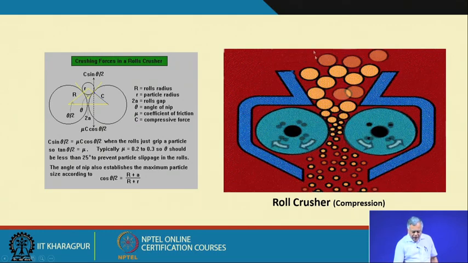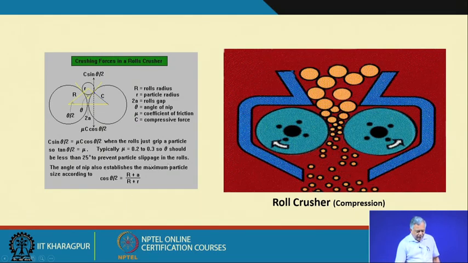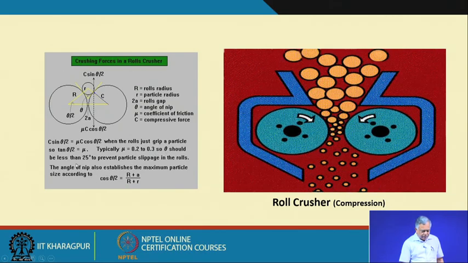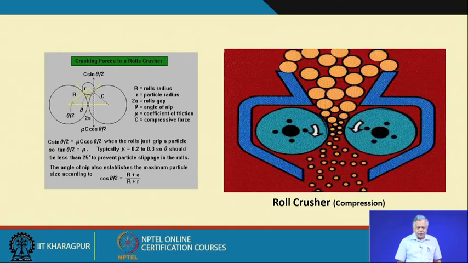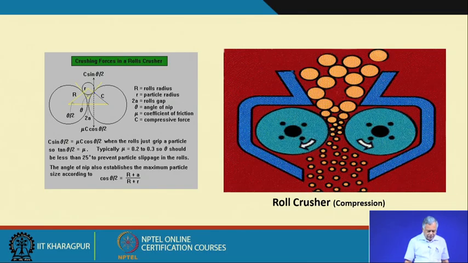That means, at what angle should it be? We can get it, because we have seen that the mu value varies from 0.2 to 0.3. So theta should be less than 25 degrees, because mu has to be 0.2 to 0.3, to prevent particle slippage in the rolls. That means the particle will not slip, it will be gripped, if the angle of nip is less than 25 degrees.